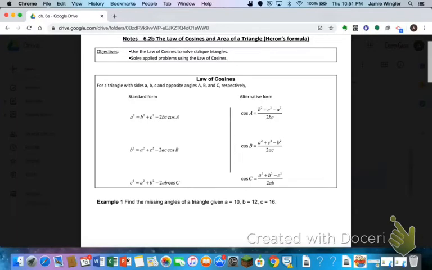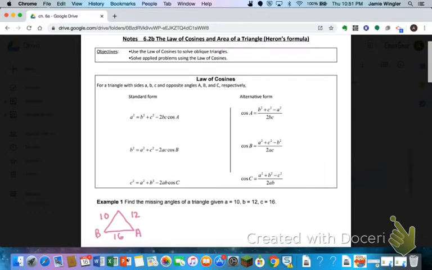This is day 2 of the law of cosines, which is also going to bring in another area of a triangle formula called Heron's formula. Let's start with reviewing the law of cosines. If you look at this first example and you draw a triangle, you can see that we're given a side-side-side setup.